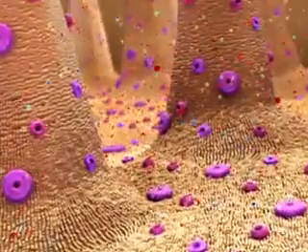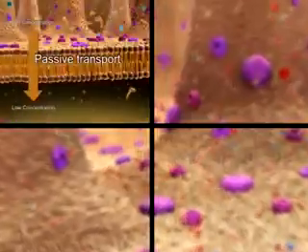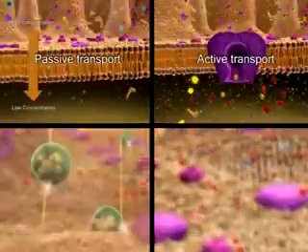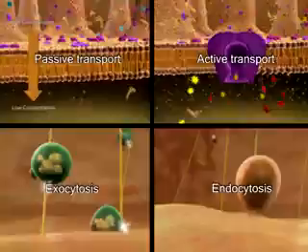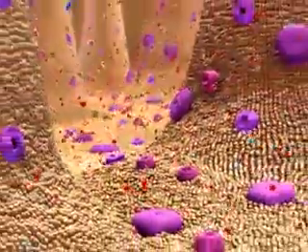Cells use all these processes, passive and active transport, exocytosis and endocytosis, to move materials across their membranes.